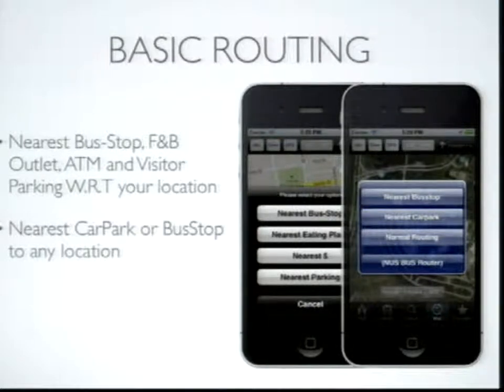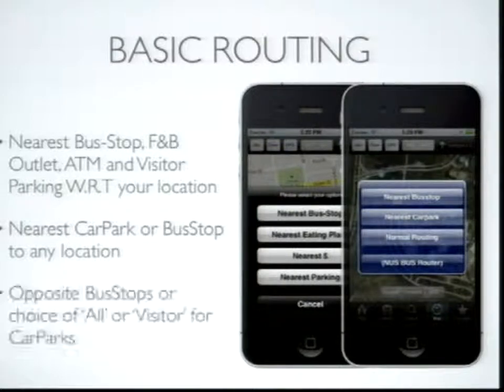And it is nearest car park or bus stop to any location. And you also can easily get the opposite bus stop simply by tapping on the bus stop and finding the nearest bus stop. And you have a choice between all or visitor car parks. So let's say, of course, I'll likely search for visitor car park. So I can just tap the visitor button, which will appear. And yep. So this is basically the outlet that you will get when you tap on routing.